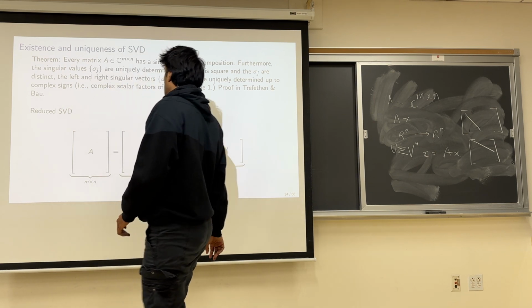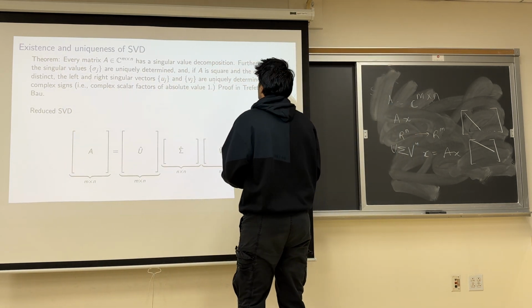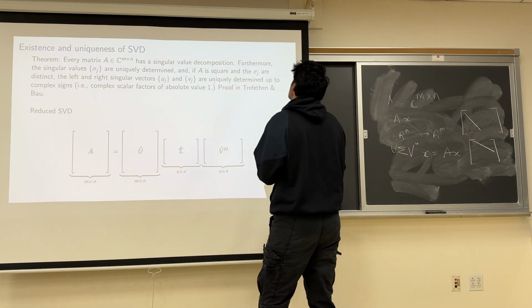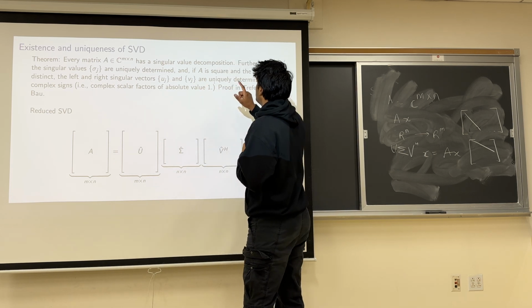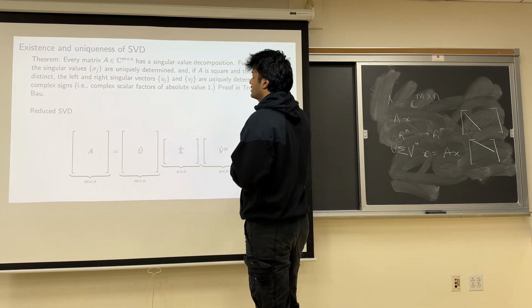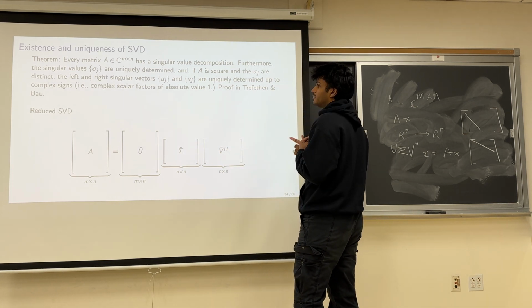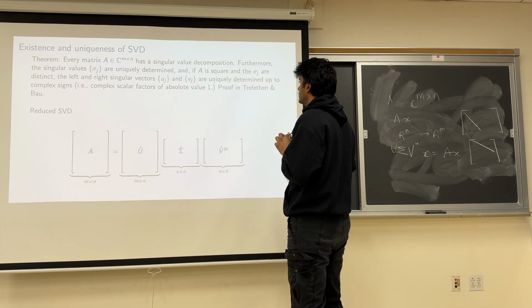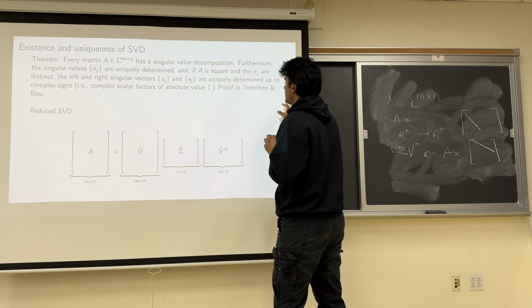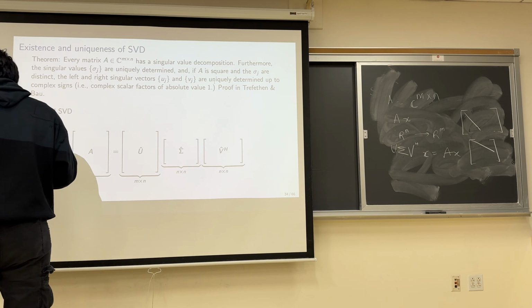So, existence and uniqueness of SVD. Theorem: every matrix has a singular value decomposition. Furthermore, the singular values are uniquely determined, and if A is square and the sigma j are distinct, the left and right singular vectors are uniquely determined up to complex signs, that is, complex scalar factors of absolute value 1. Proof in Trefethen and Bau. So how about we look at that proof?